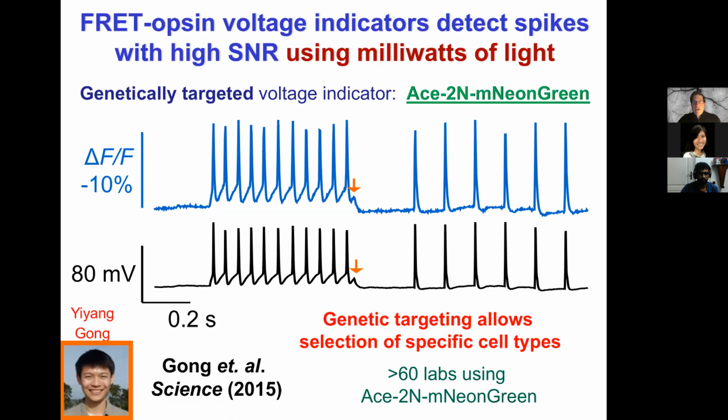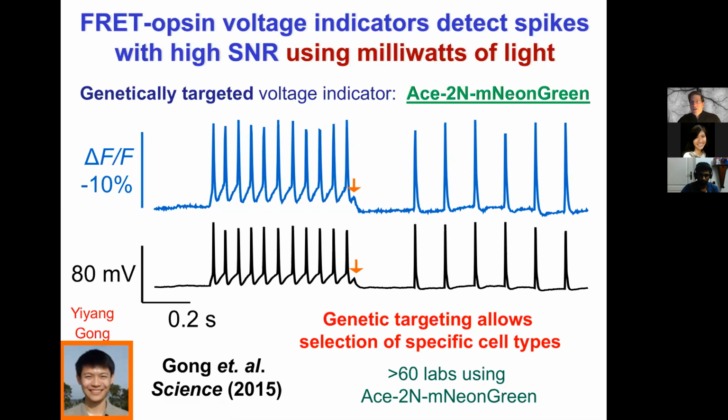So we call these indicators FRET opsins. And what this slide illustrates is that the optical readout provides a very faithful record of not only the cell's spikes, but also various facets of the subthreshold activity. So you can see the form of the action potential and the rise to the action potential. And this particular indicator was, we called it ACE2N-mNeonGreen, or ACE-mNeon for short.